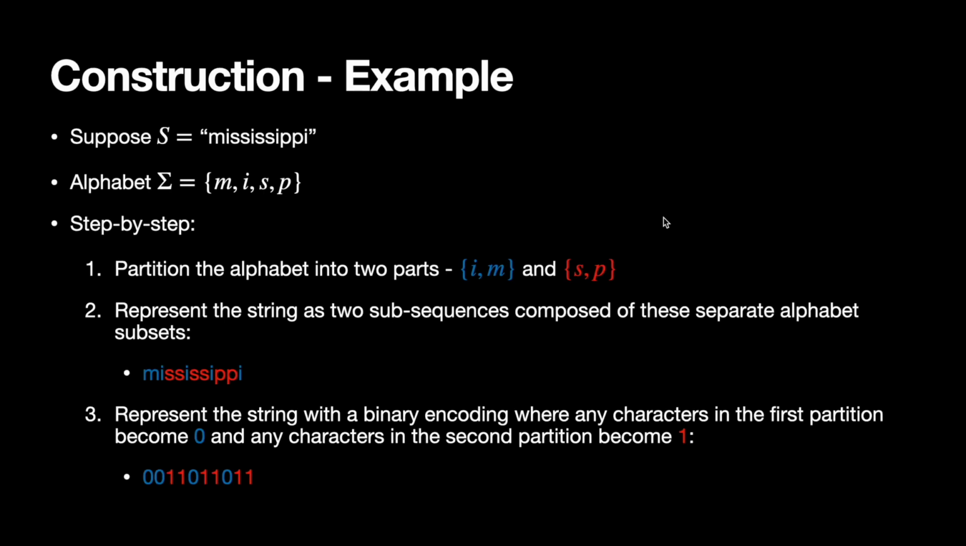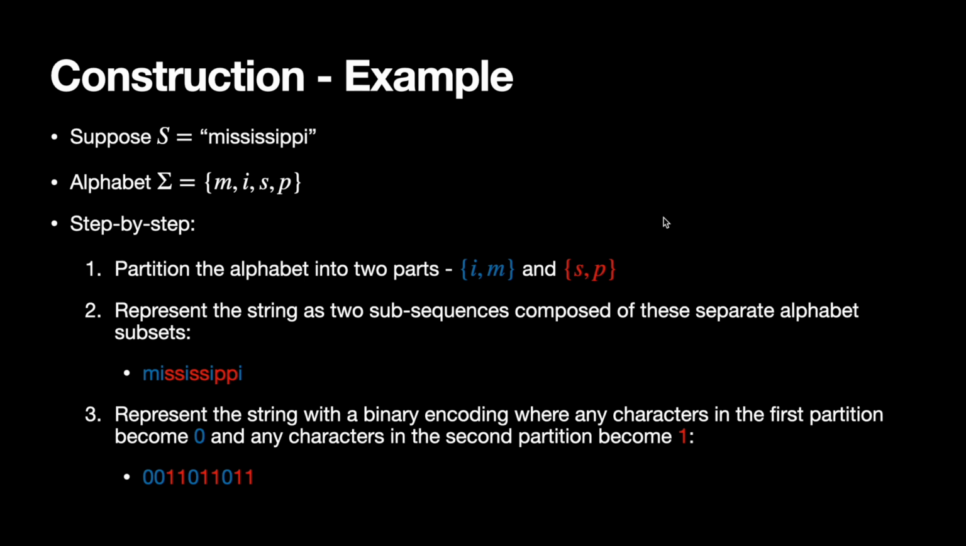So as an example, we can consider a string S, which is Mississippi, one we've considered a lot in this course. You can see that Mississippi is made up of 4 characters, M, I, S, and P. So we have an alphabet sigma of length 4. Step by step, we're first going to take that alphabet and partition it into 2 separate parts. Here I'm using 2 equivalently sized parts. They're both of length 2.